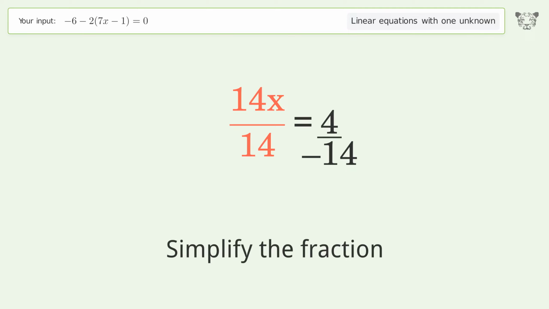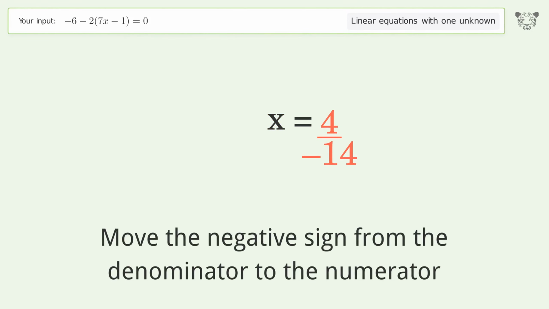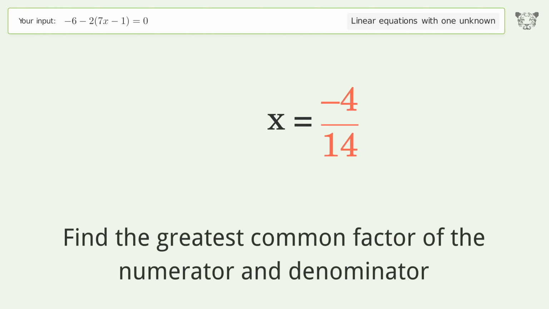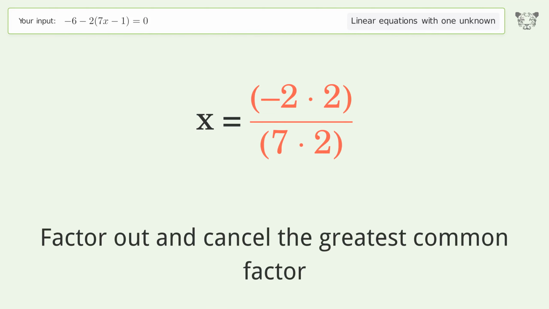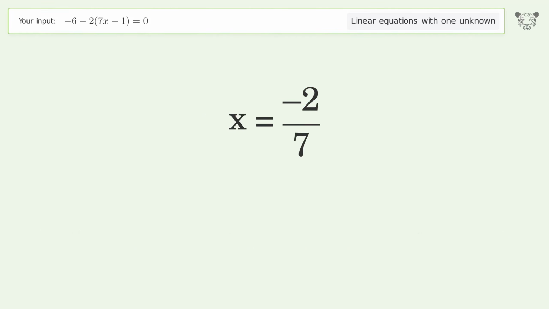Simplify the fraction. Move the negative sign from the denominator to the numerator. Find the greatest common factor of the numerator and denominator. Factor out and cancel the greatest common factor. And so the final result is x equals -2/7.